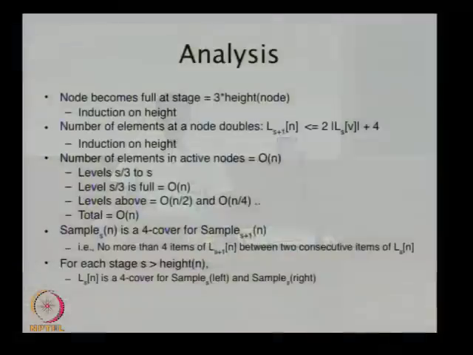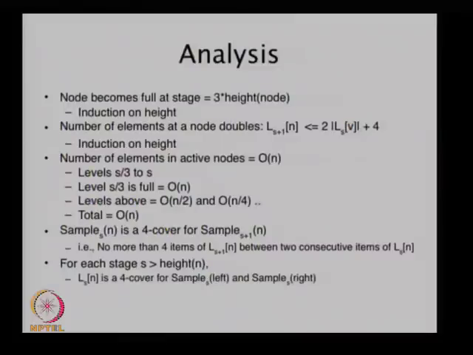And the other thing is that for every stage after your height, meaning when you have become active, your list, the parent's list, is a fork cover of the sample of the left child and the sample of the right child. Again, a little bit of maths will get you there. Okay, just counting. It's a counting argument.